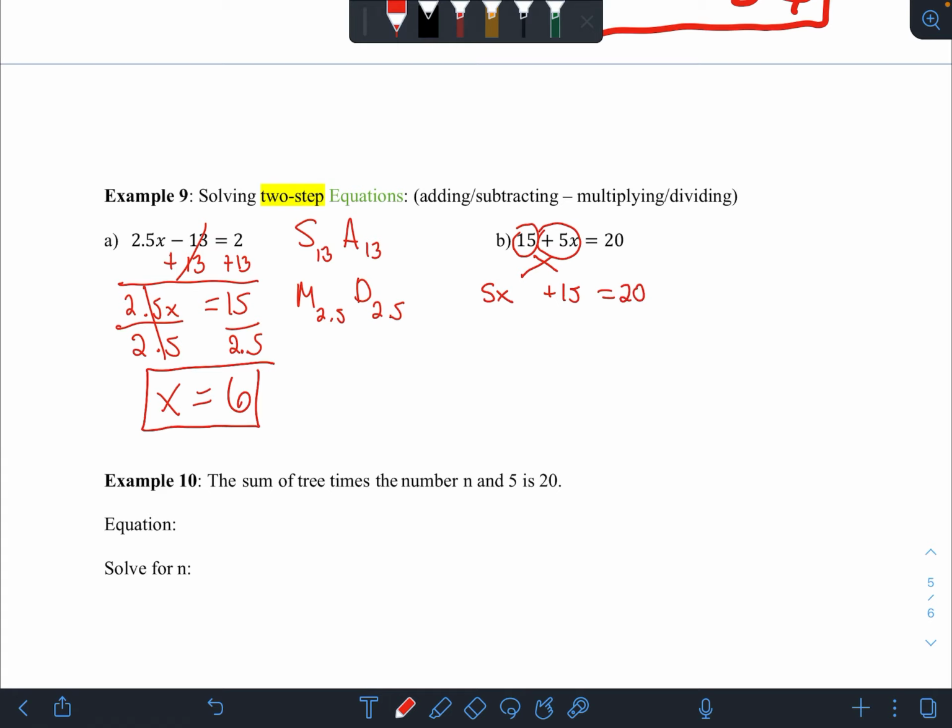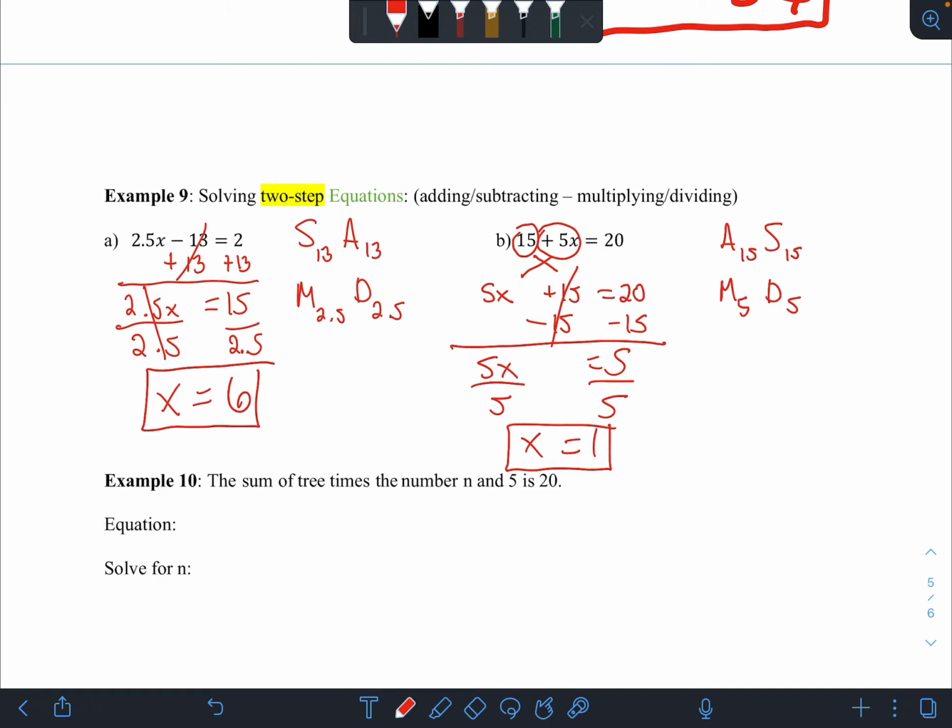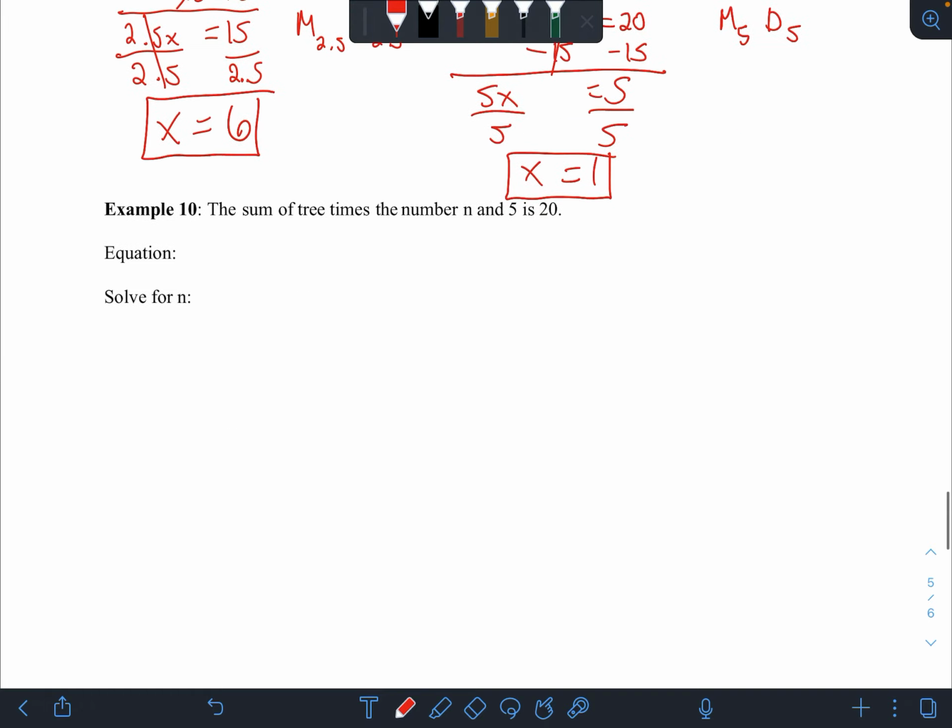Right? I added 15, so let's subtract 15. I multiply by 5, so let's divide by 5. Let's do it. Subtract 15, we get 5x is equal to 5. Divide by 5, we get x is equal to 1. And when you get the hang of these, they get pretty quick.